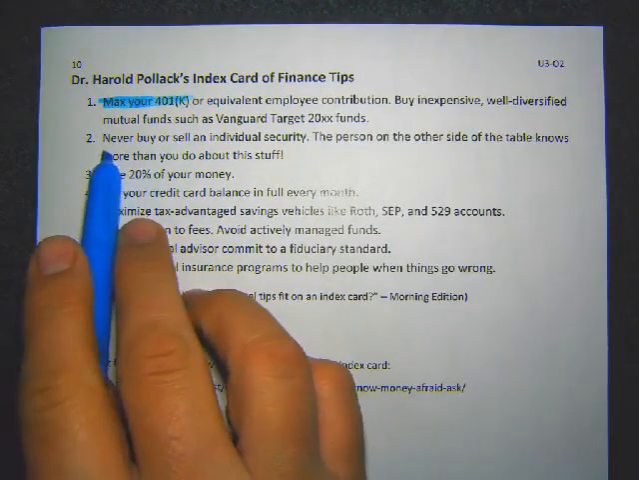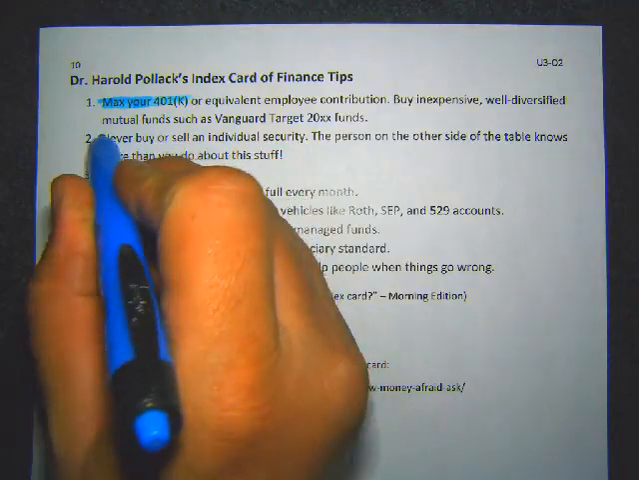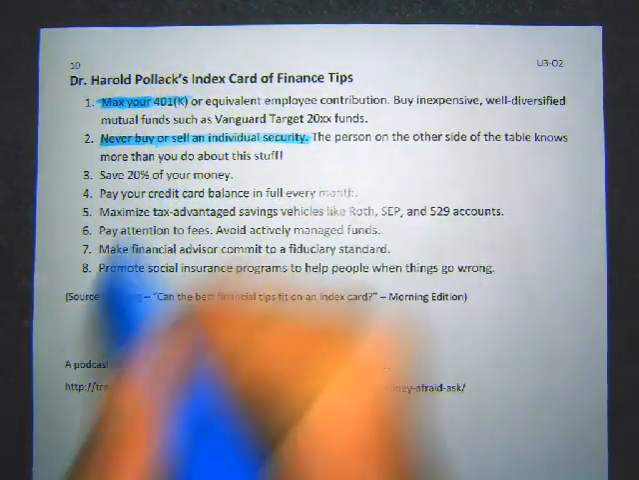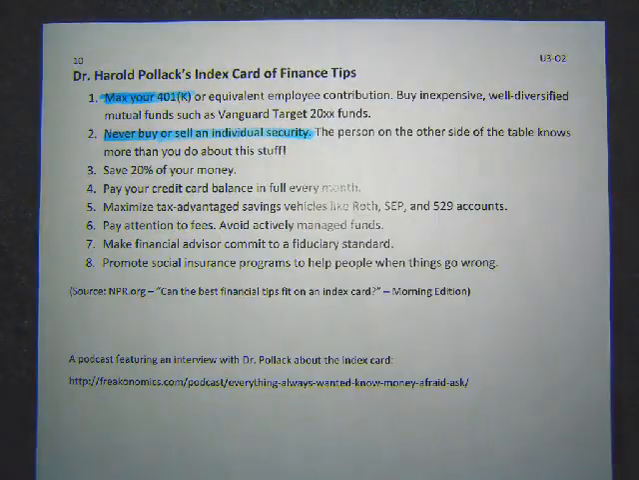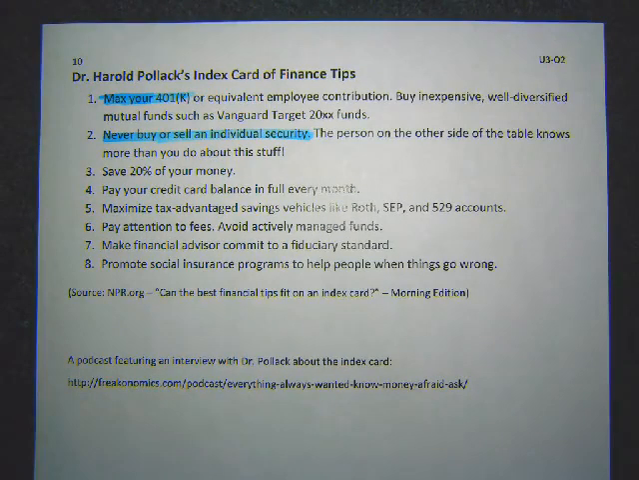Next thing he says is never buy or sell an individual security. Security is another name for stocks. So he's saying don't buy just one company's stock. It's not a good thing to do. The big anecdote is that back in the day there was this company called Enron. Some of you have probably heard of it. They were really big. Everybody was really excited about them because they were making lots of money, and so people were putting their whole life savings in just Enron stock.